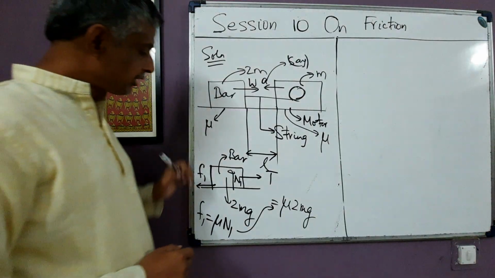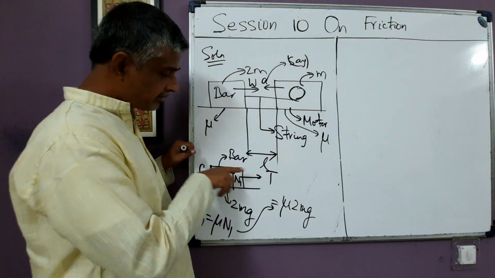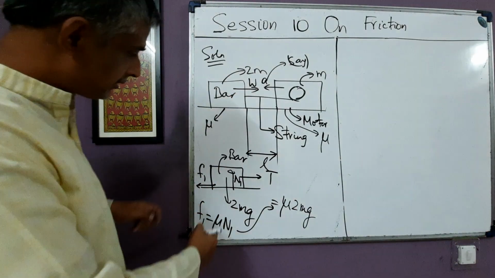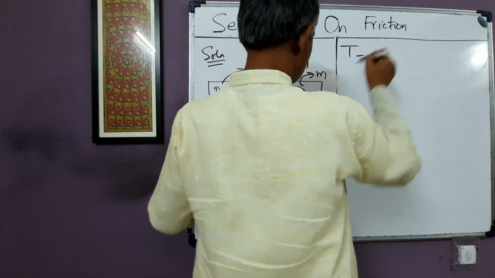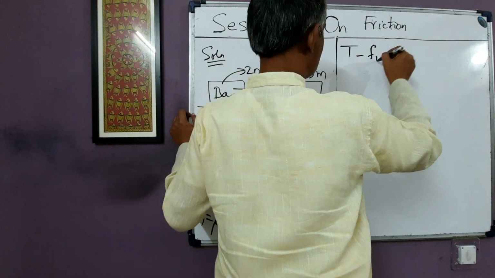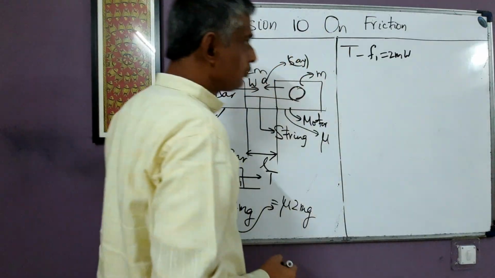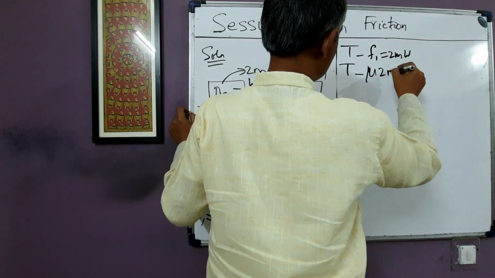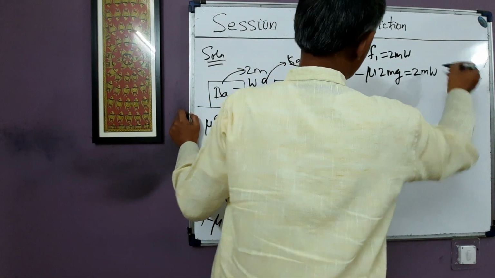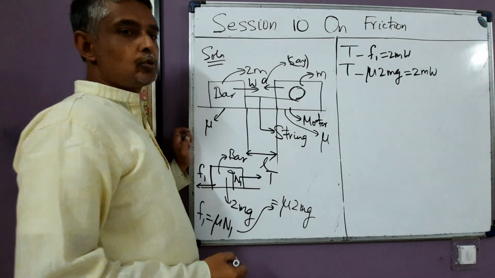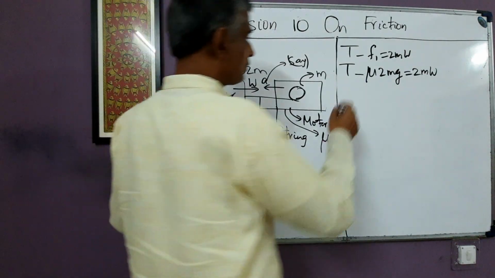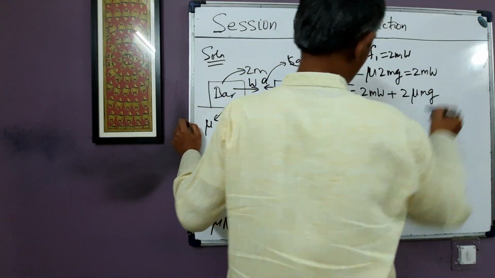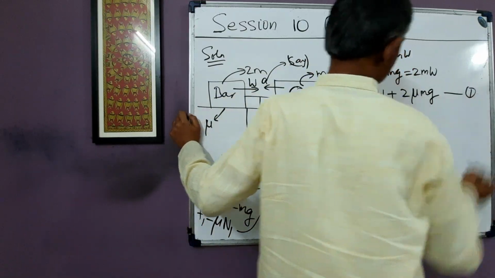Now I apply Newton's second law to this bar in the rightward direction, the direction of its acceleration with respect to ground. So what do I write here? T minus F1 equals 2mW. F1 will be mu times 2mg. So T minus 2 mu mg is equal to 2mW. Okay, so T is equal to 2mW plus 2 mu mg. This is the first equation which we obtained.